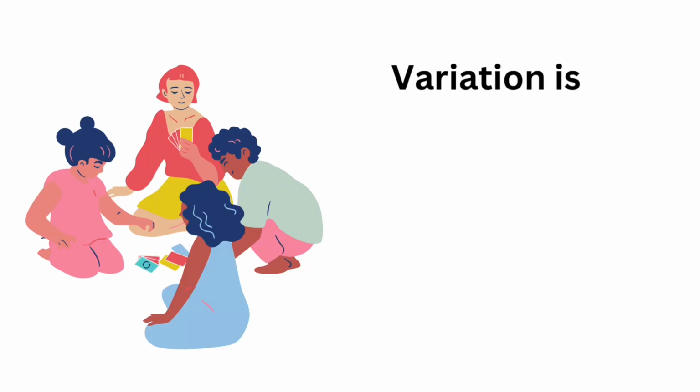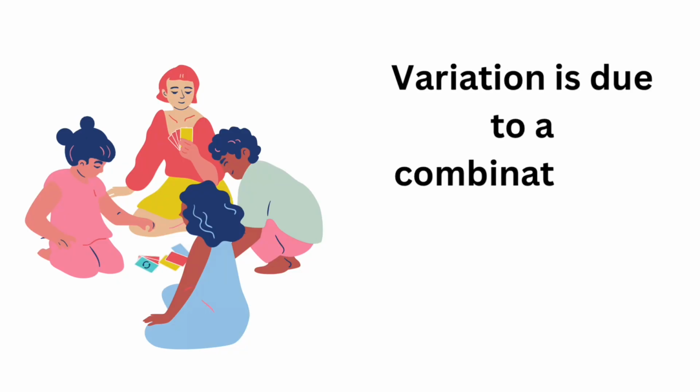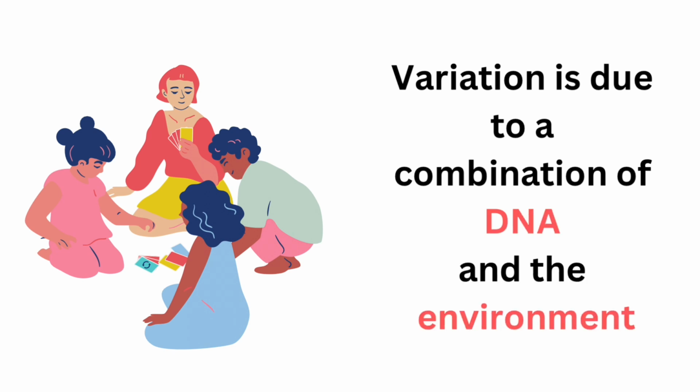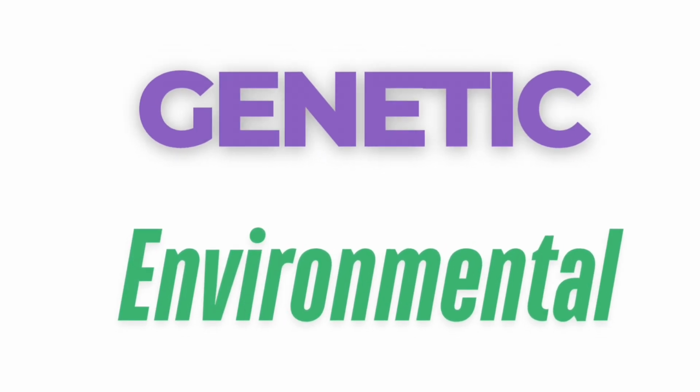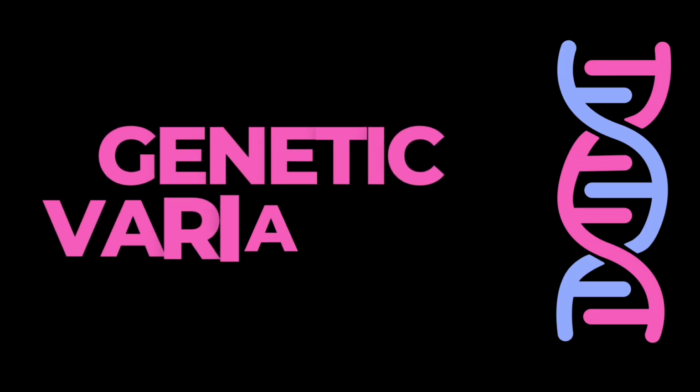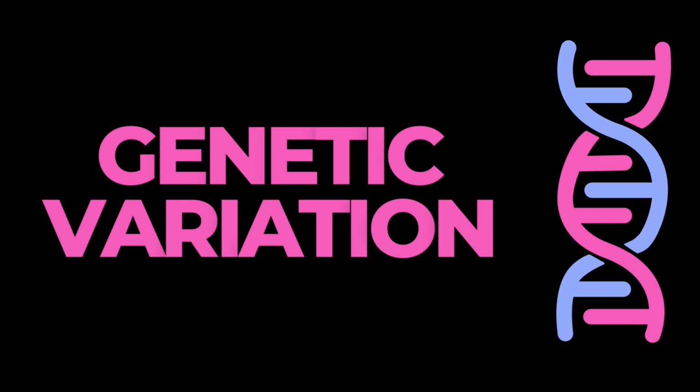So this tells us that the differences between us, the variation, is due to a combination of both our genetics, our DNA, and our environments. So there are genetic elements to variation, and there are also environmental factors that contribute to variation. In today's video, we'll be focusing on genetic variation and how genes are important in controlling how we develop.